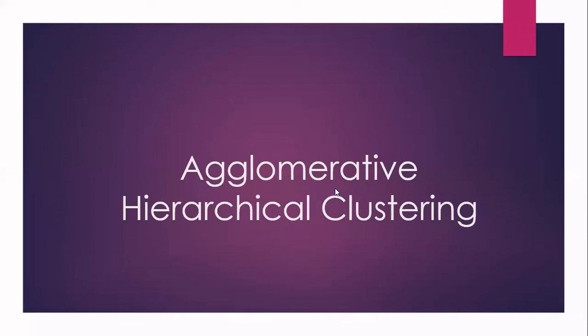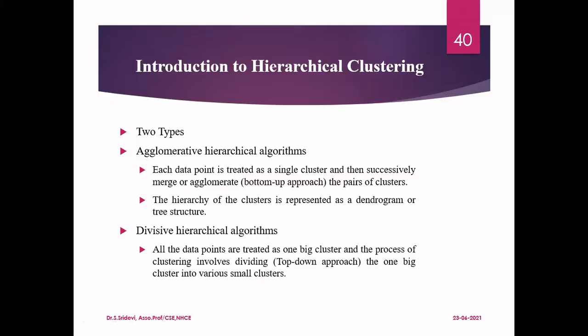In this video, we will see about agglomerative hierarchical clustering algorithm. We are going to follow a tree structure, a hierarchical structure. In this, we have two types: agglomerative hierarchical algorithms and divisive hierarchical algorithms. In case of agglomerative, each data point from your data set is treated as a single cluster. Then you successively merge the different data points to form pairs of clusters. This hierarchy of clusters will be represented by means of a graphical representation, which is called a dendrogram.